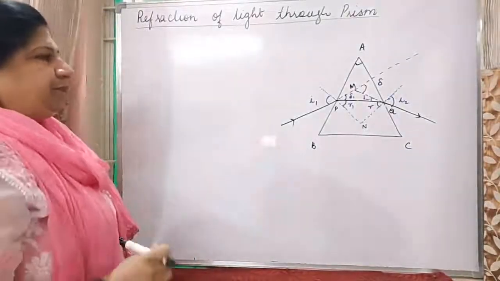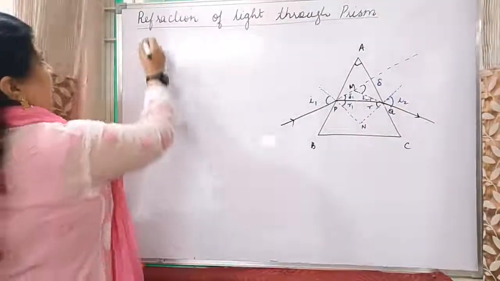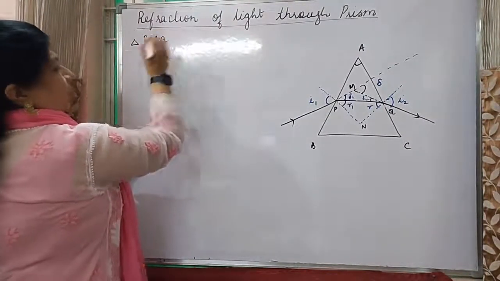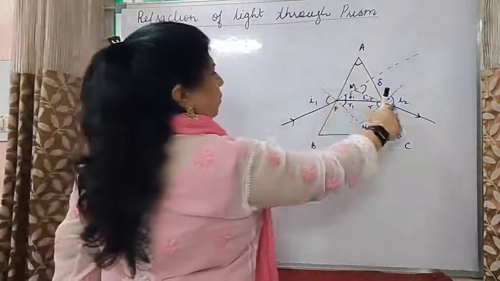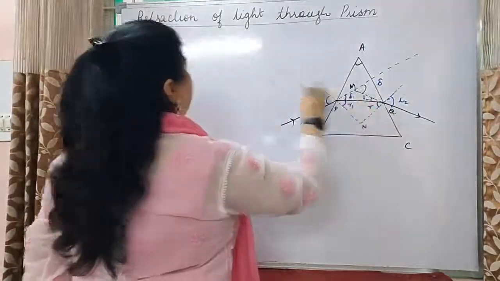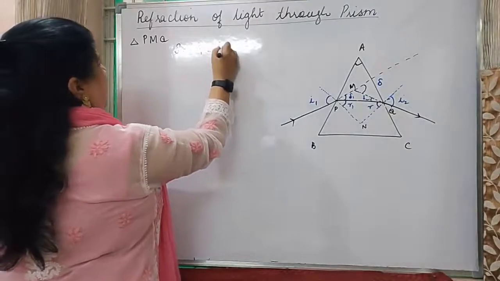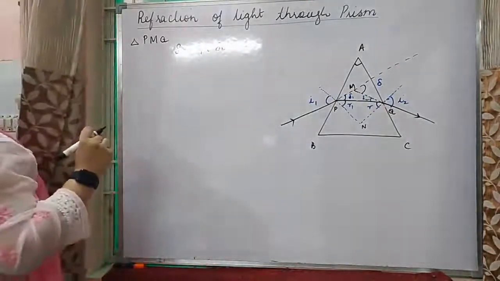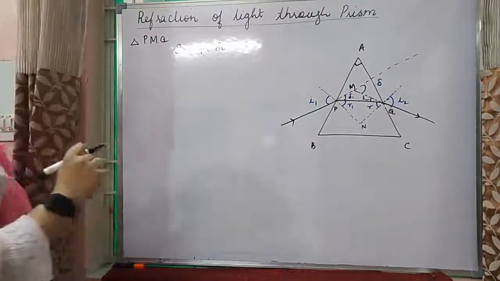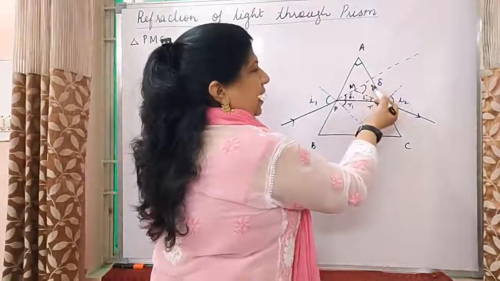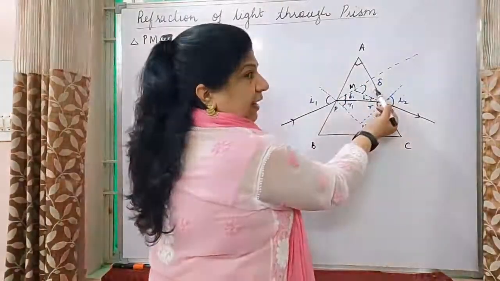Now for a triangle, see, in triangle PMQ, this is the triangle PMQ, this one, okay? Delta is equal to delta 1 plus delta 2. Now, how is this equal? In maths, you have already studied that. Now, this is a triangle. The exterior angle, here the exterior angle is delta.